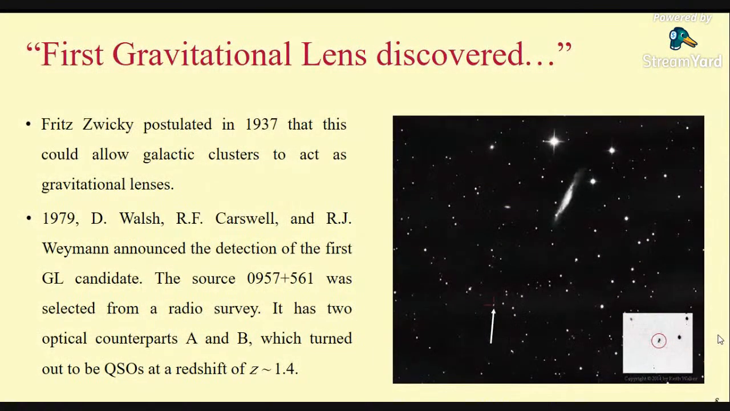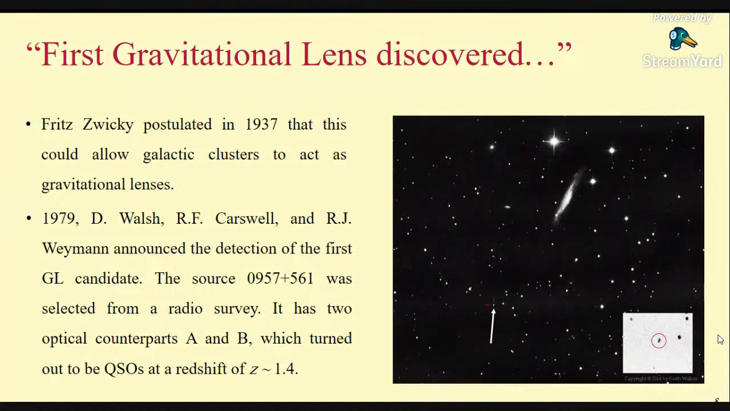In 1937, Fritz Zwicky predicted that a mass distribution, such as a galaxy, could act as a gravitational lens, not only bending light, but also distorting images of objects lying beyond the gravitating mass. And in 1979, Zwicky's theory was confirmed through the observation of twin quasars. And this object became the first confirmed example of a gravitational lens in history.